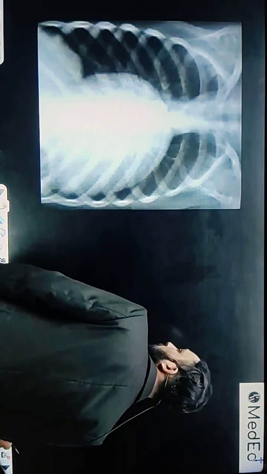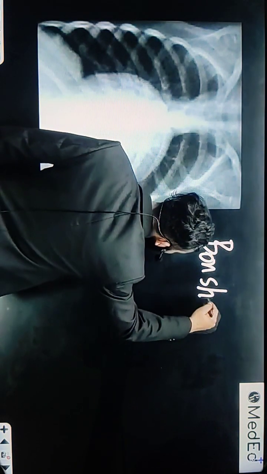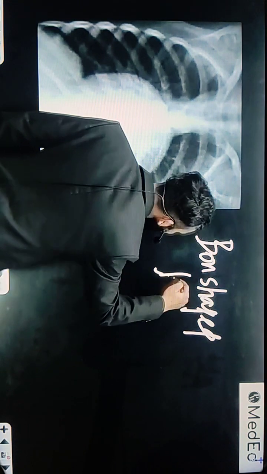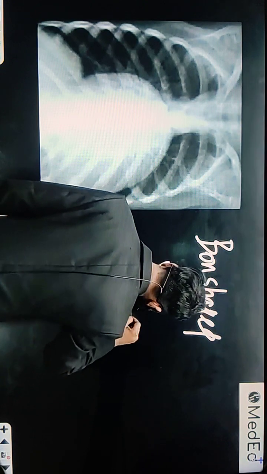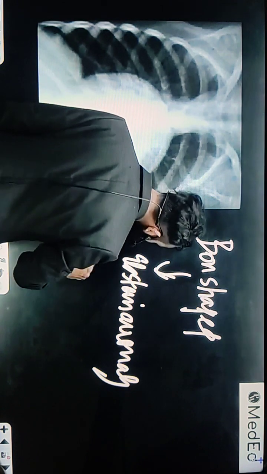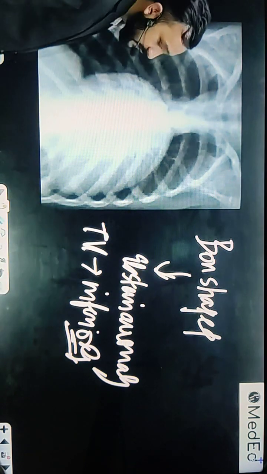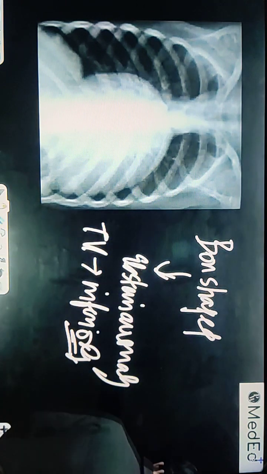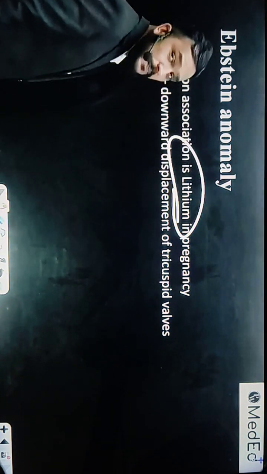Okay? Now last thing, the last X-ray that we are going to study, that is your box-shaped heart. So guys, just remember this box-shaped heart. It is seen in patients with Ebstein anomaly. And what happens in Ebstein anomaly? The tricuspid valves are inferiorly placed, and because of this, there is gross dilatation of the right atrium. And it is associated with lithium use during pregnancy.